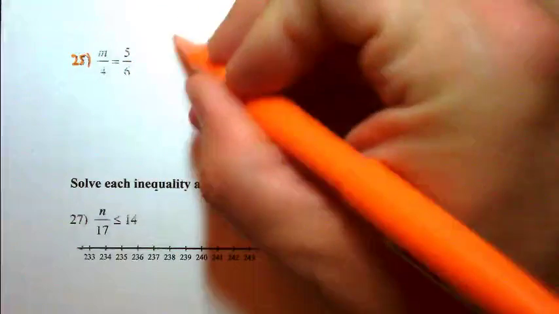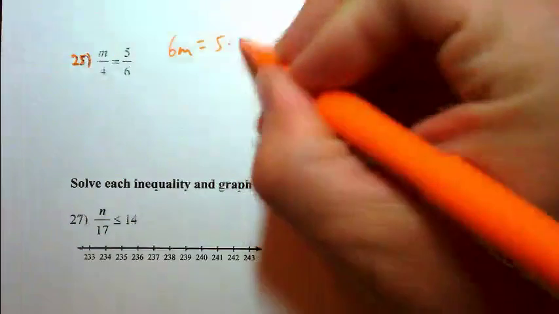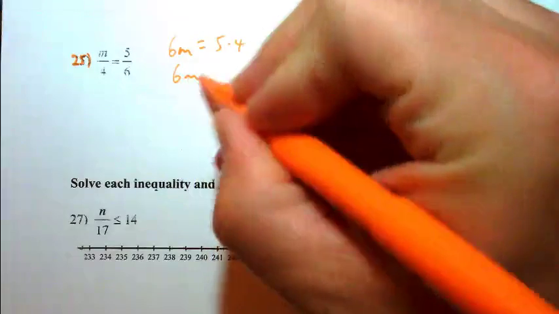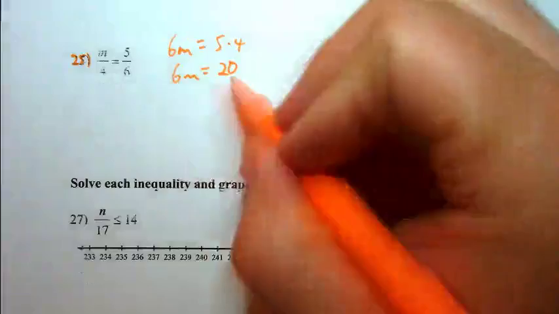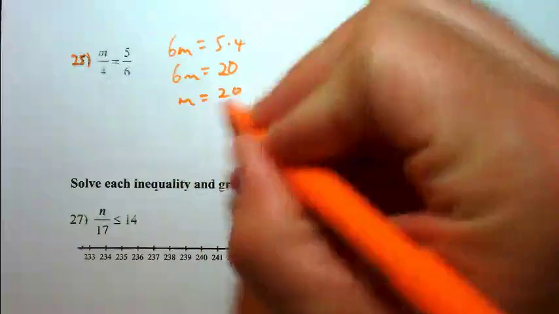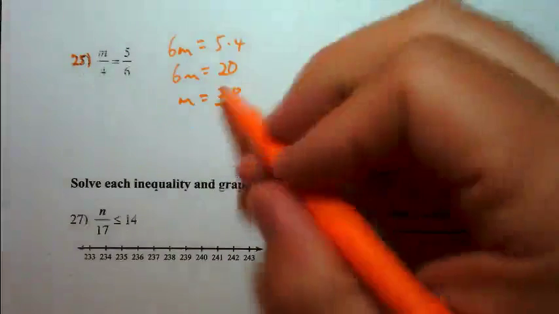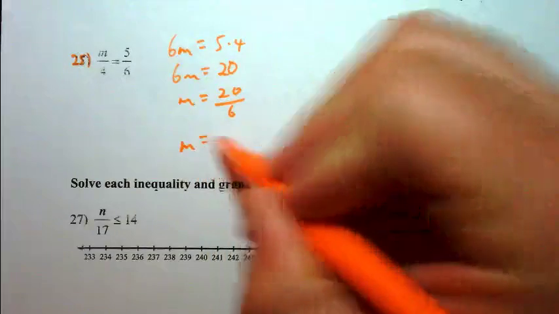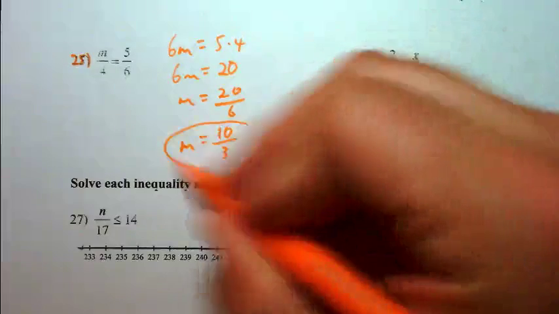One way that you can do that is cross multiplying. That's probably the easiest way. So m times 6 and 5 times 4, and you set them equal. So 5 times 4 is 20. Divide by 6. Now, that would give us a bad decimal, so we could just reduce this fraction. They both reduce by 2, and that'd be 10 over 3. And that'd be a good answer.